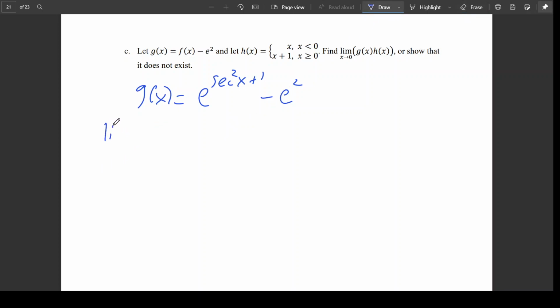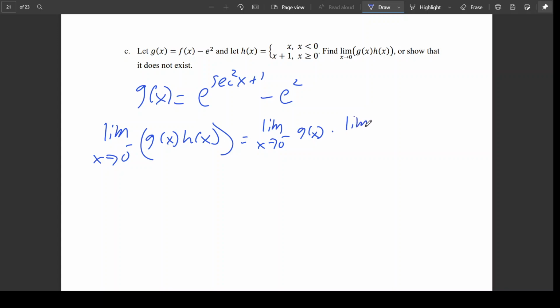So we'll take the limit. We'll start with the left. x approaches 0 from the left of g of x times h of x, right? And so I can split this up, and I can say, okay, it's the limit as x approaches 0 from the left of g of x times the limit as x approaches 0 from the left of h of x. And as x approaches 0, secant of x approaches 1, right? Because the graph of secant of x around x equals 0 is approaching 1.